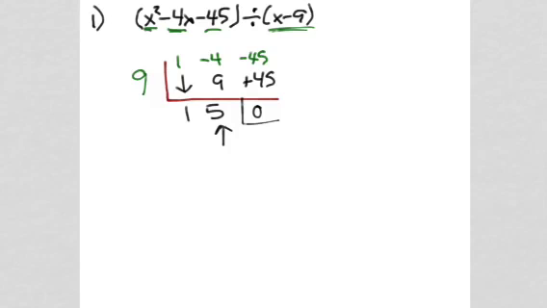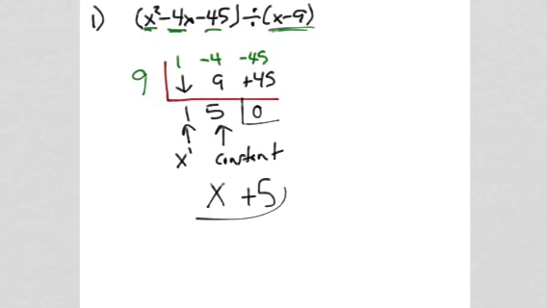As I work from right to left, that's my constant term. It's positive, so it's going to end in a positive 5. As I go to the left, this is my x to the first power term. It's 1x, or just x.